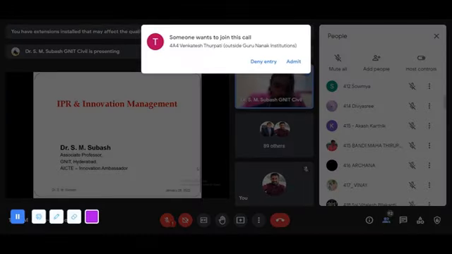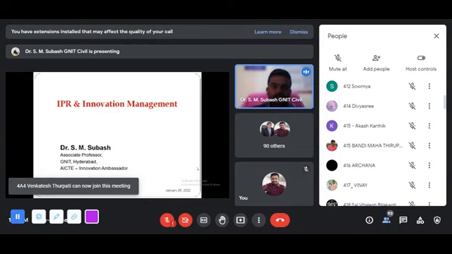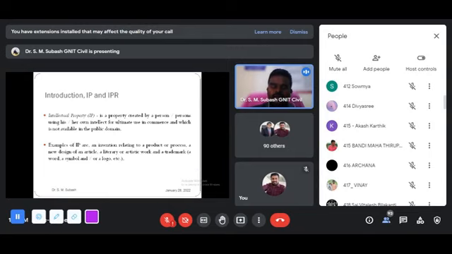First we will see what is meant by IPR, the basic definitions, and under IPR what are the various things we are going to discuss. First, what is intellectual property rights? Before that, what is meant by intellectual property? That is the thing we are going to see. Before going to the term IPR, first we can see what is intellectual property.